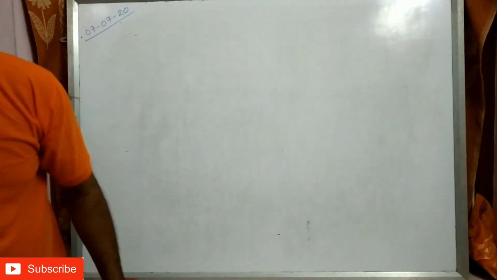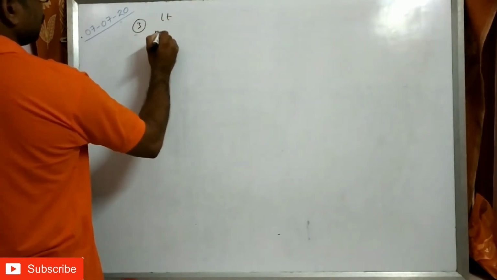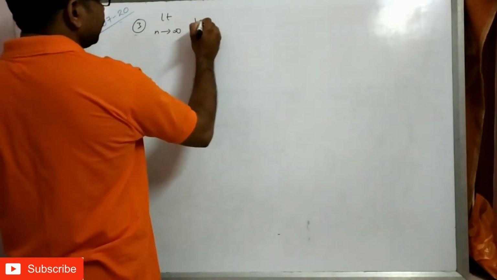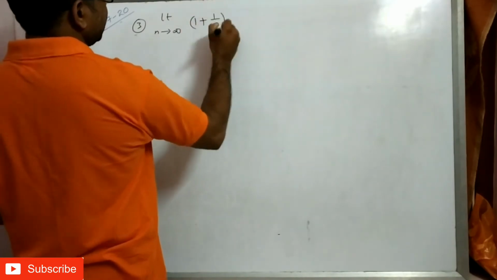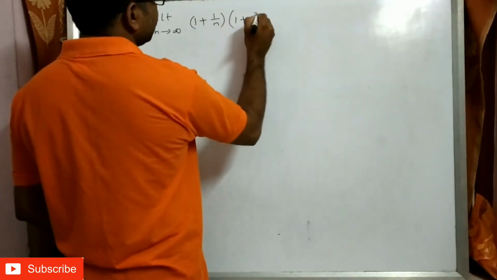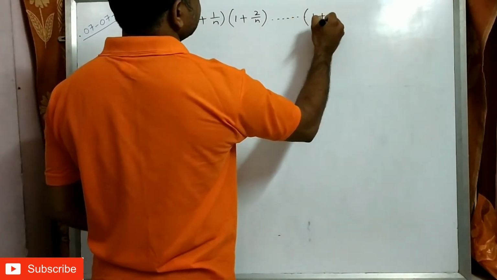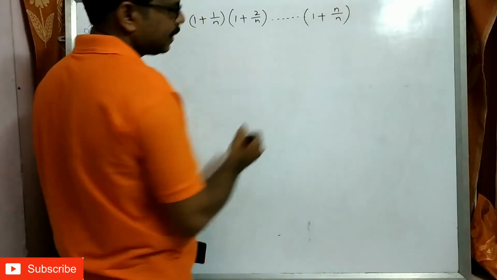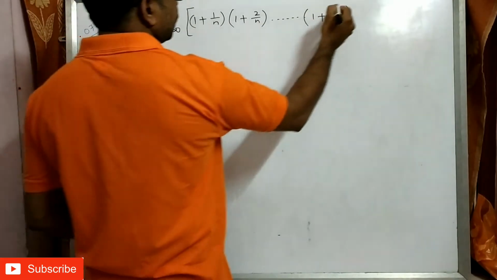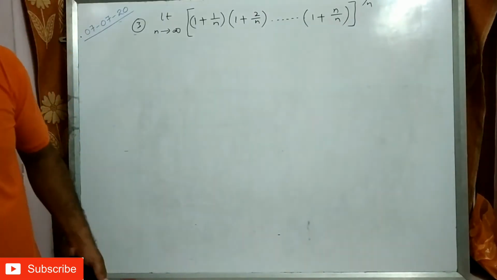Next question. Limit n tends to infinity, (1 plus 1 by n) into (1 plus 2 by n), and so on, (1 plus n by n), whole to the power 1 by n.